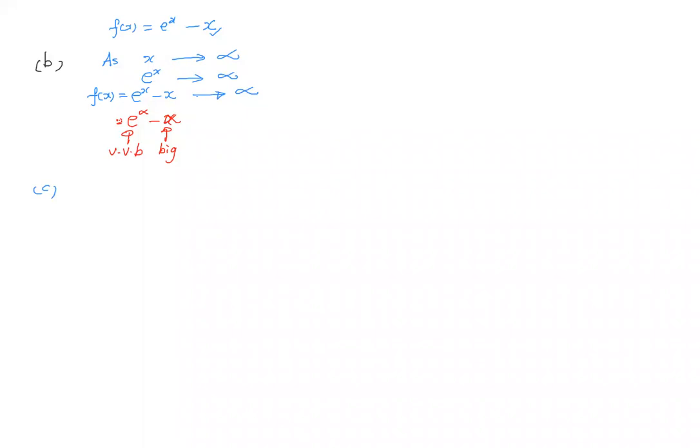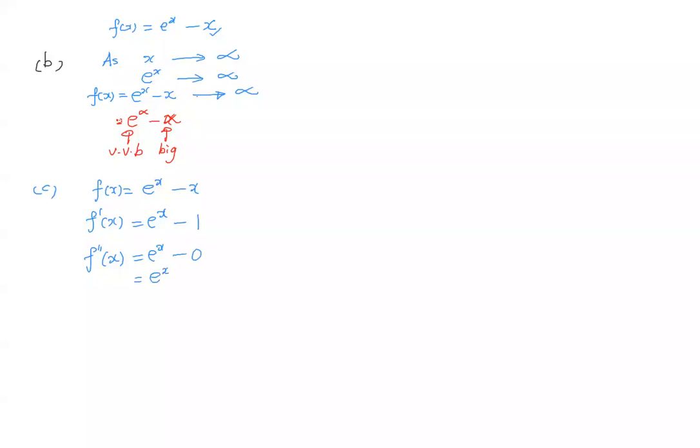Okay, find f double prime x. So our f(x), just now, our f(x) is e to the power x minus x. So f prime x is e to the power x minus 1, correct? So f double prime x will be e to the power x, since for 1, the rate of change is 0. Okay, so I have e to the power x.